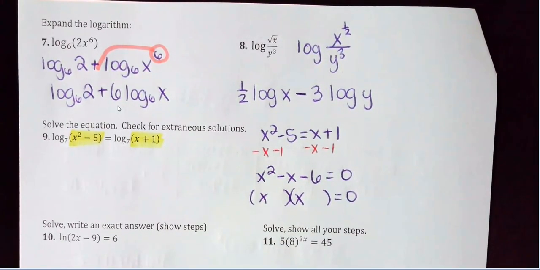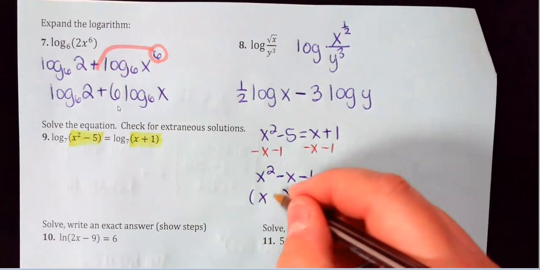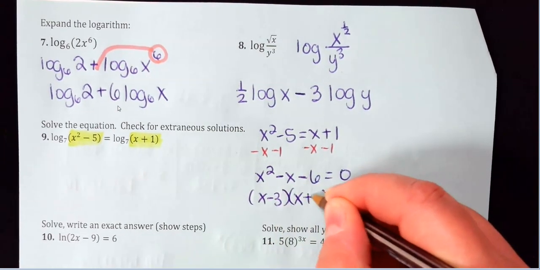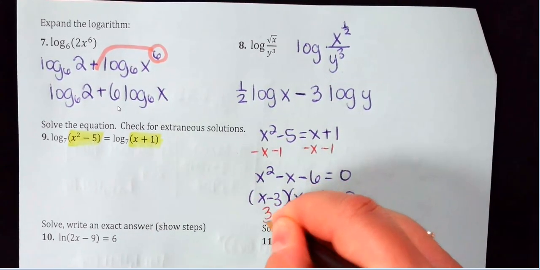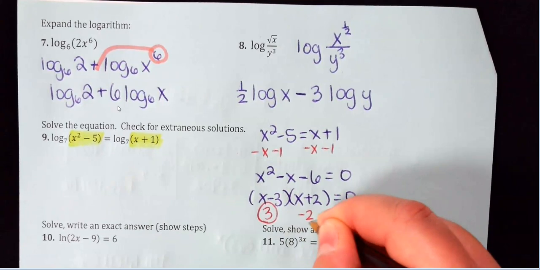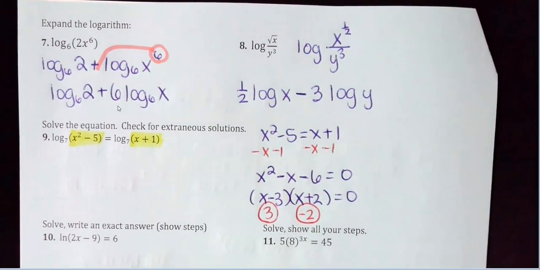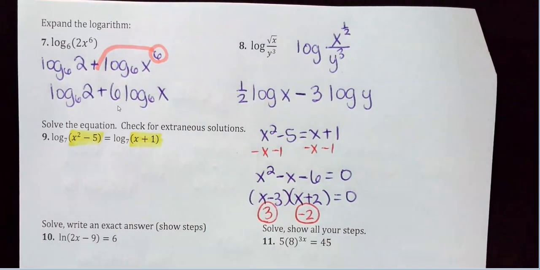Can you think of two numbers that multiply to give you negative 6, and the same two numbers add to give you negative 1? 3 and 2. To get the negative, it has to be negative 3 and positive 2. So the actual answers to the question would be 3 and -2. Now see, in the directions it says check for extraneous solutions.